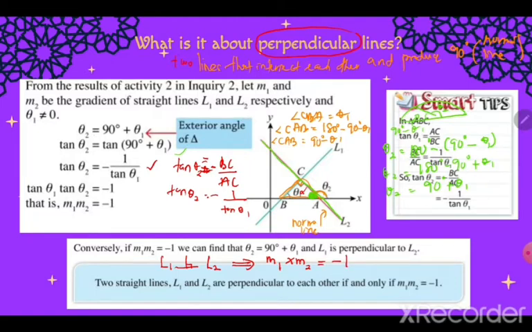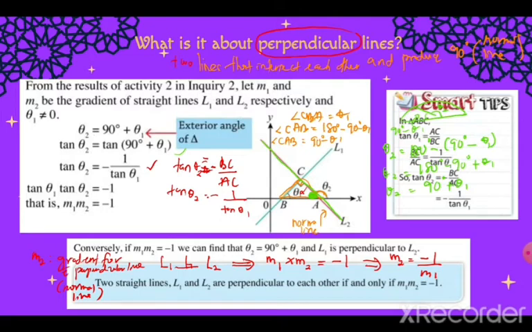So m1 is the gradient of the first line, and m2 represents the gradient for the perpendicular line, or we say the normal line. Okay, so from here, how can we find m2? So m2 is actually negative 1 over m1.